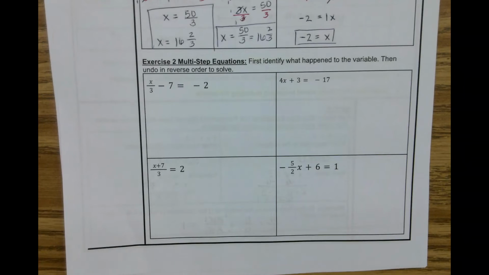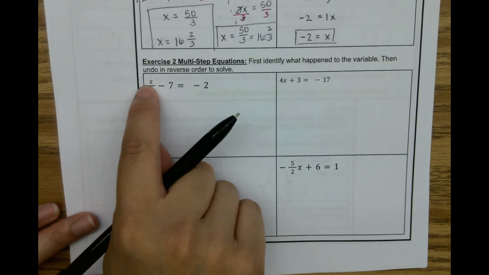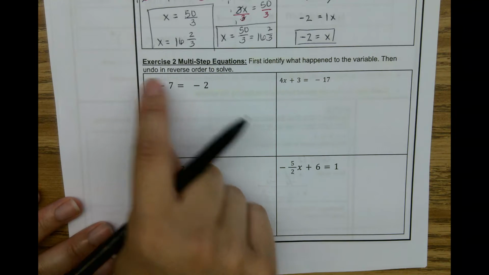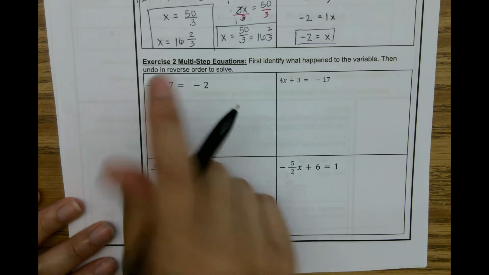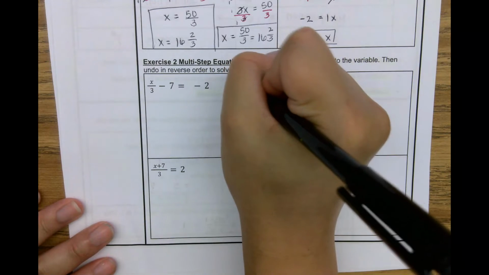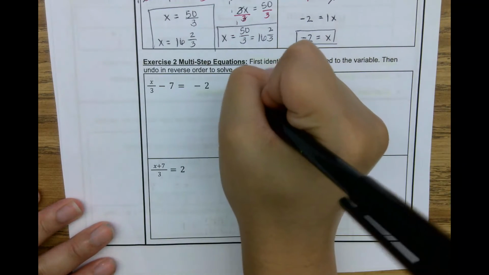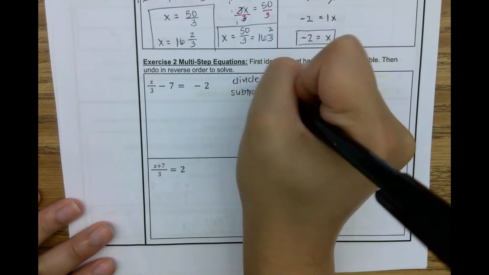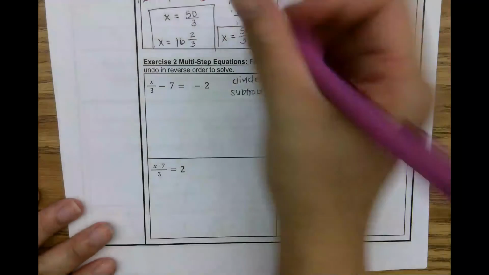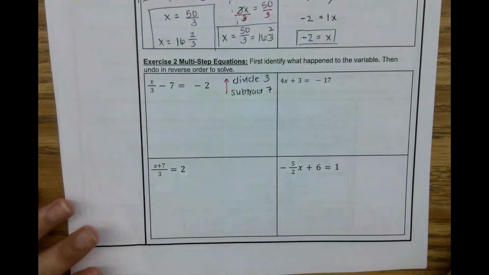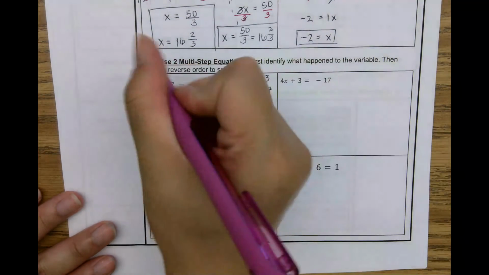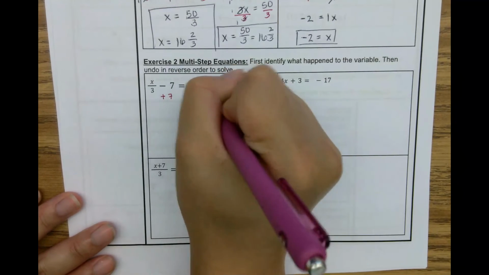So let's try a couple harder ones. All of the other ones just had one step to it. This is a multi-step equation. Okay? So we're going to talk about what happens to x, starting from the closest to x to the furthest. Here we see that we are dividing by 3, and then we are subtracting 7. Okay? And so when we get rid of it, we are going to go backwards. So we're going to start by getting rid of the subtract 7 by adding 7 to both sides.